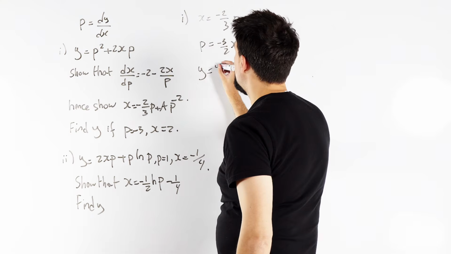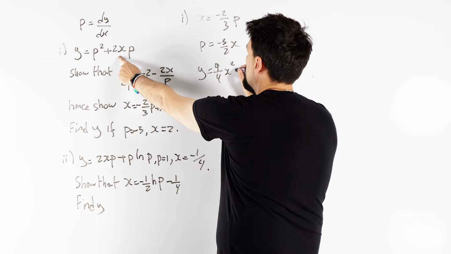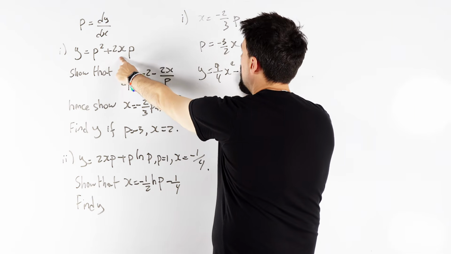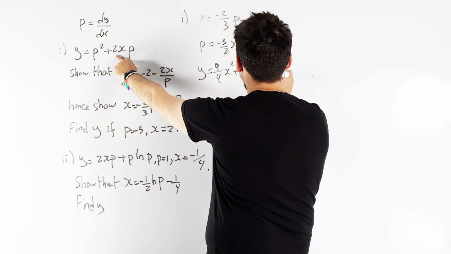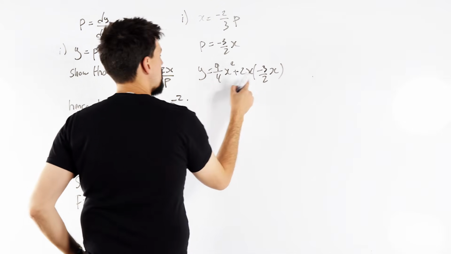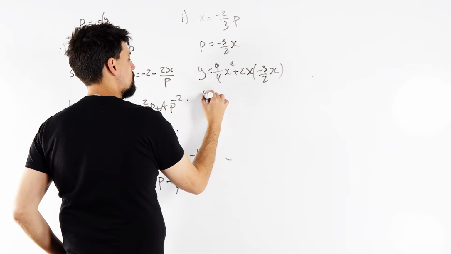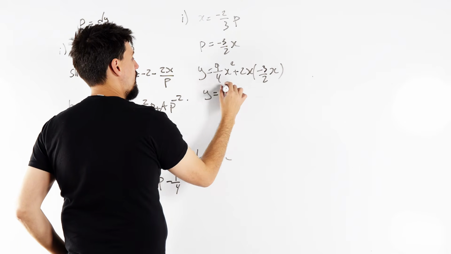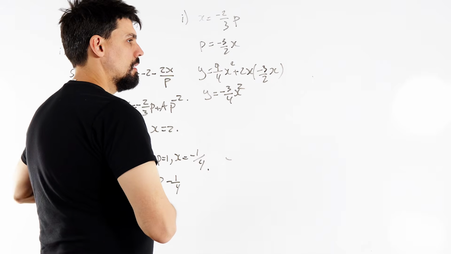So we get y is 9 over 4x squared plus 2x times minus 3 over 2x. That's minus 3x squared. So minus 3 over 4x squared.